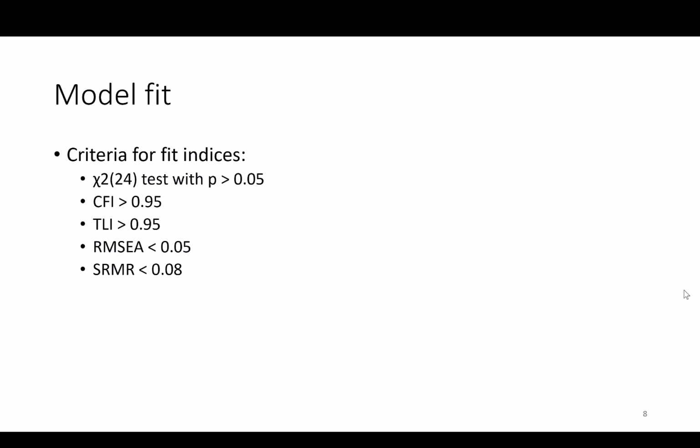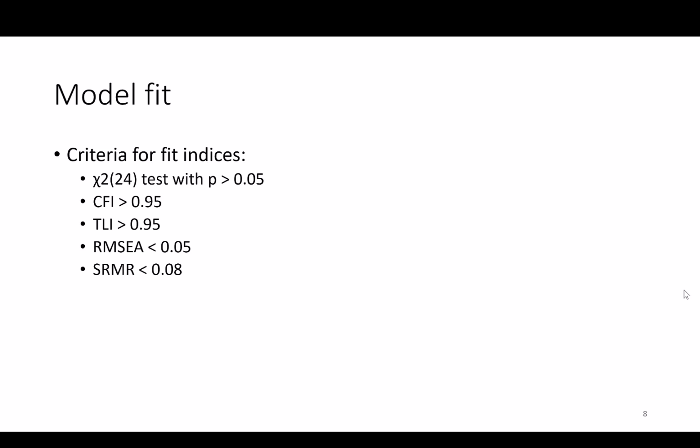Here we're using typical criteria for any structural equation model. We would like a p-value for our chi-square test that's greater than 0.05. If this p-value is below 0.05, we would reject the hypothesis that the model fits well. Our cutoff values for the CFI and the TLI are 0.95 or higher. Our cutoff value for the RMSEA is below 0.05, which would indicate good model fit. And for SRMR, values below 0.08 would indicate good model fit.